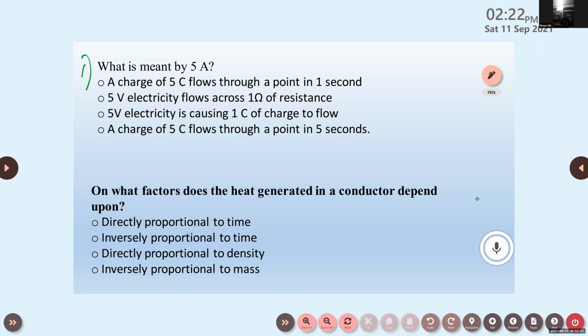Okay. Girls team, here you have the first question. What do you mean by 5 ampere? Which is the correct option? Option A, B, C, or D? 5 ampere. What is the equation for calculating the current? Girls team, do you know the answer? Anyone? If you know the answer, unmute and say.